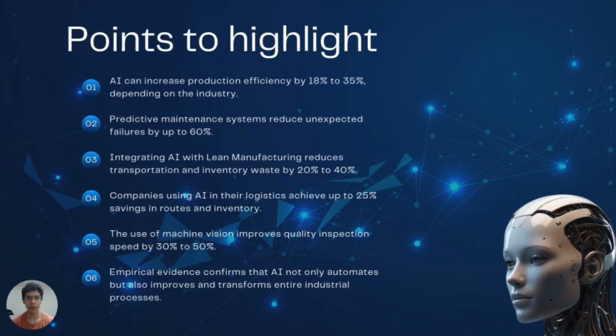The point number three is AI plus lean reduces transportation and inventory by 20% to 40%. How is this achieved? Lean identifies waste. AI helps optimize internal routes, kanban replenishment with real-time data, and reduces work in progress. Example: relocating a picking point or implementing milk runs with optimal routes so that material arrives just in time.